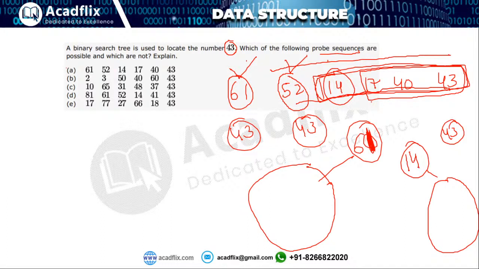This is the same thing that I'll do. Now you compare 43 with 17. Because 43 is greater than 17, all the nodes after 17 should be greater than 17, which is the case. Now you compare 43 with 40.